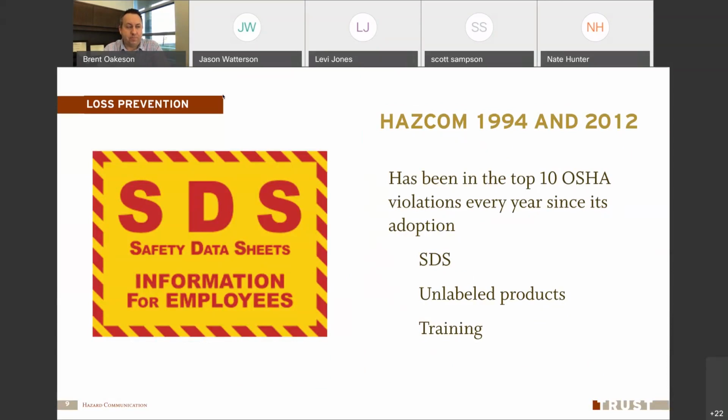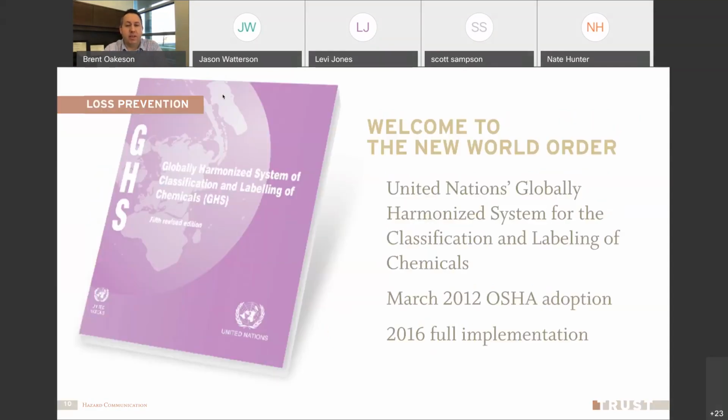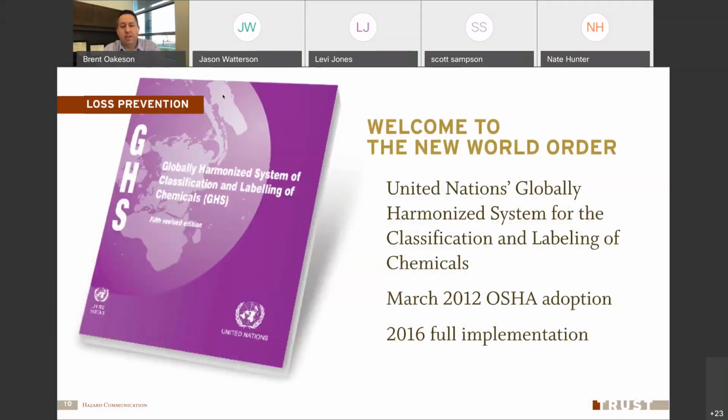Well, in 2012, OSHA made some updates, and they went to a globally harmonized system for classification and labeling of chemicals. And the reason they did this is so that there can be some standardization across the world. So the United States can have the same type of formats and same setup for communicating the different chemical hazards with all the manufacturers around the world. It standardizes everything. So in 2012, they adopted it, and then they had full implementation of this new system in 2016.